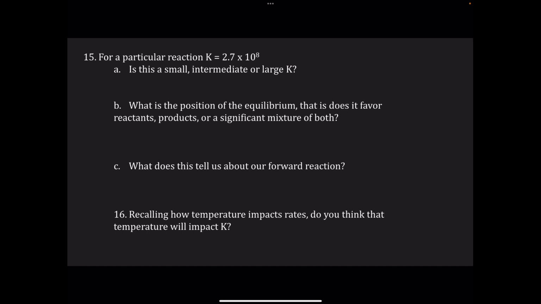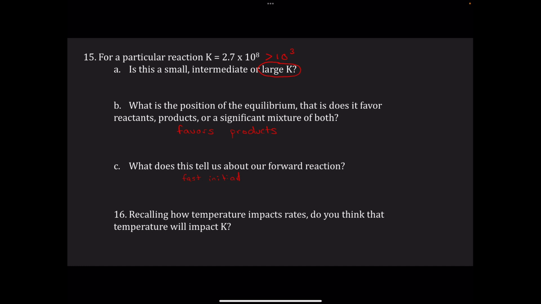Looking at another example with problem 15, we're told that K is 2.7 times 10 to the 8th. This is a K that is greater than 10 to the third. So that's going to make that a large K. If K is large, the equilibrium favors the products. We have predominantly products formed, very little reactant left over. This tells us that we have a fast initial rate, significantly faster than my reverse.